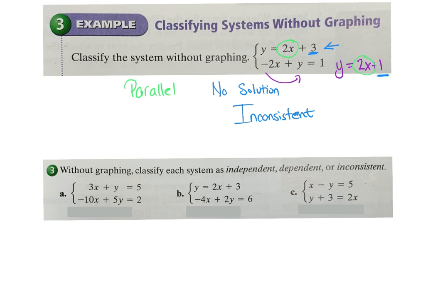Once you put that one in slope-intercept form, what do you find? What type of classification do you have? Independent. Your slope on this one is going to be negative 3. Your slope on this one is going to be... Second one, what do we get? The same line. The same line, so it's dependent. And then the third one, hopefully, independent.